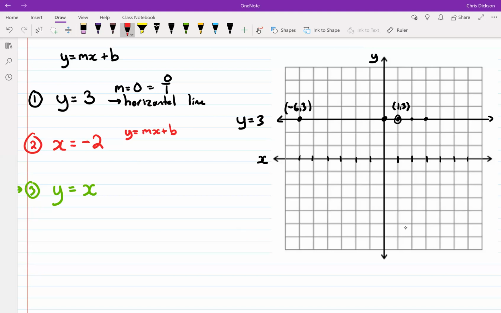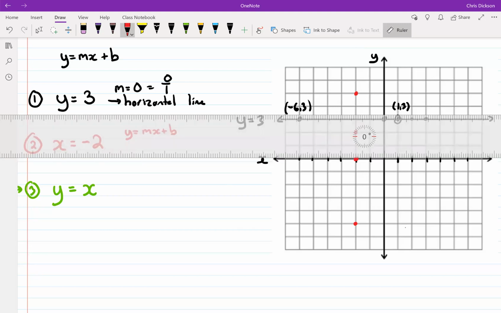So we know the x value is -2. So -2 would be here. And then what it's saying is that the x value is always -2. So it cannot change. It has to always be -2. So basically this point here, the x value is -2. This point, the x value is -2. Even down here, the x value is -2 here. So this would produce a vertical line.